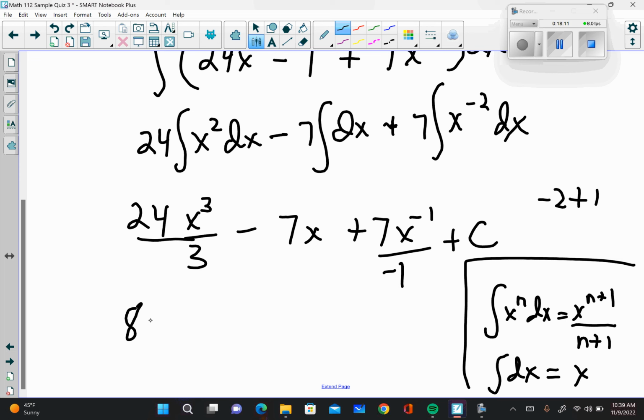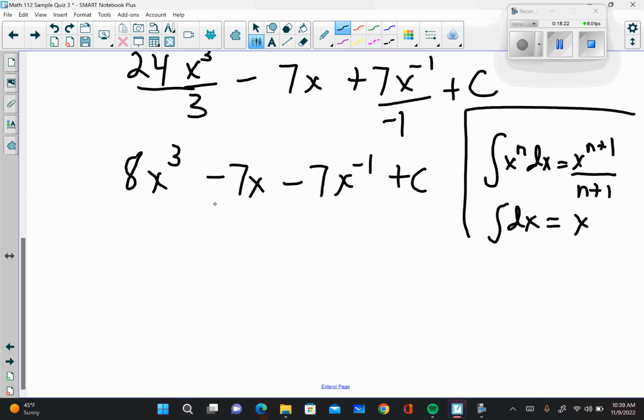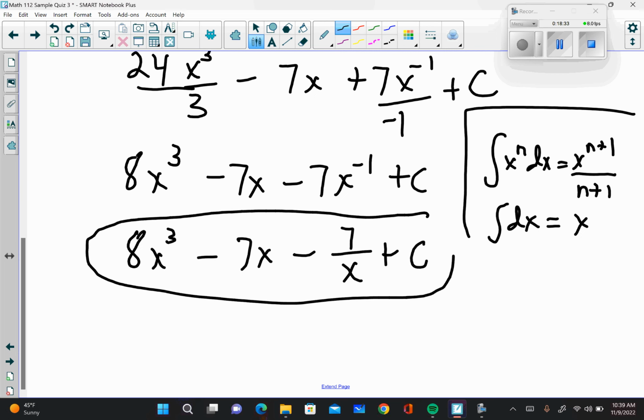24 over 3 is 8. So 8x cubed minus 7x. This is 7 divided by -1, which is -7. And next to that, we still have x to the -1. And that could be the answer. But if you don't like to have a negative exponent in your answer, that third term can be written as 7 over x to the first power. Plus c is part of the answer. So we just needed these 2 formulas. The plus c that's in every formula, we just need that one time at the very end of all this.